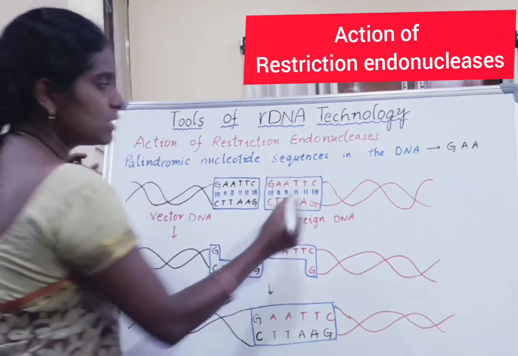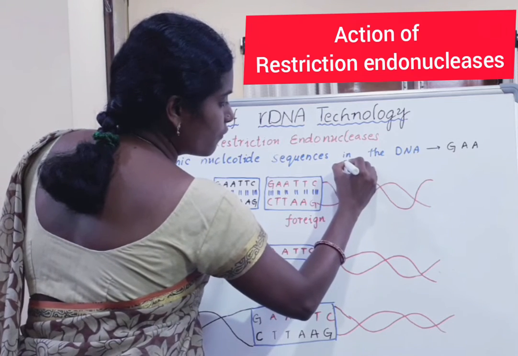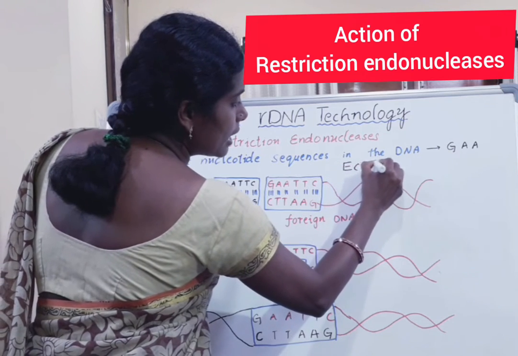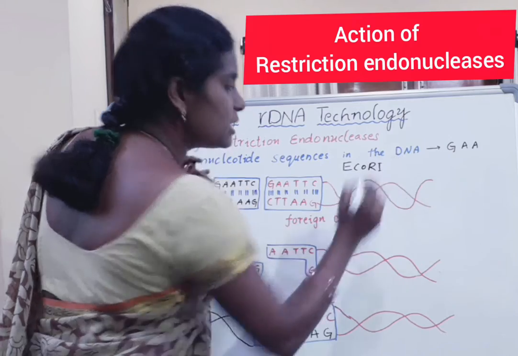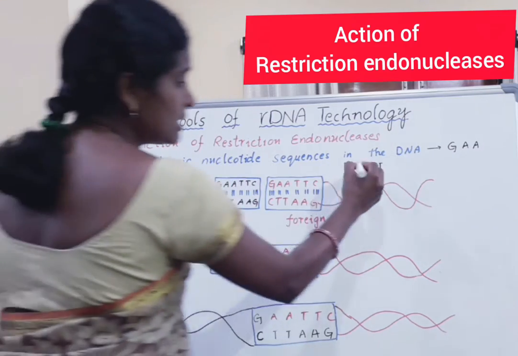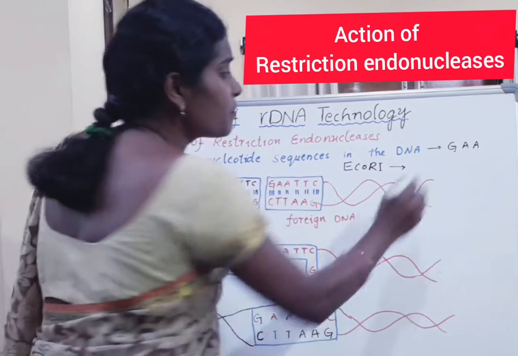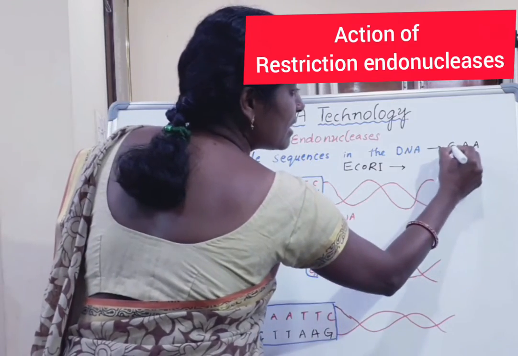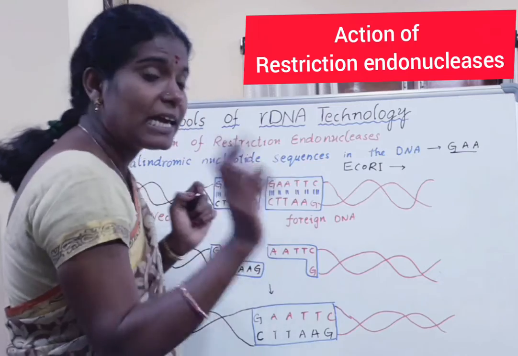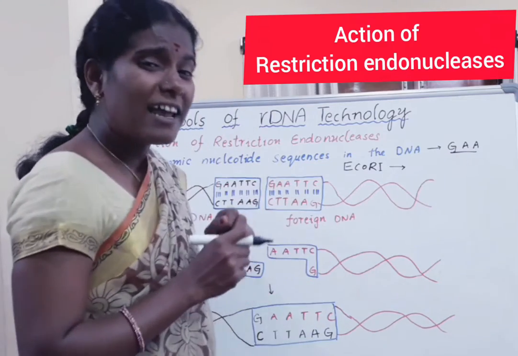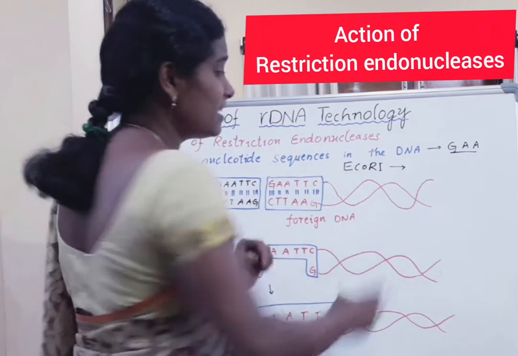So what are we observing, students? The development of cohesive ends with EcoR1, a restriction endonuclease. This EcoR1 is used to recognize and cut the sequence where the GAA will be present. What is this GAA, students?